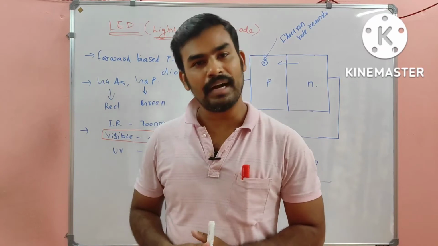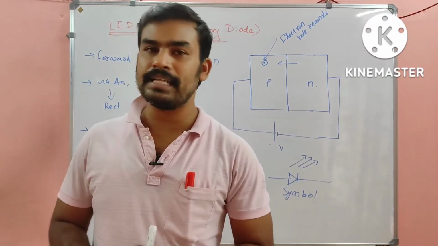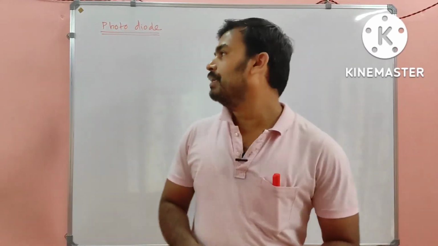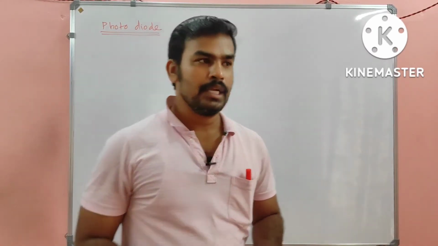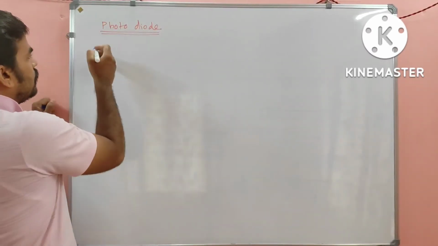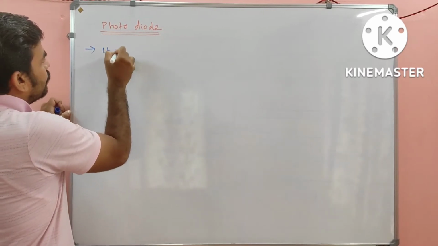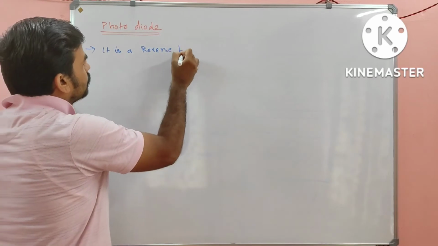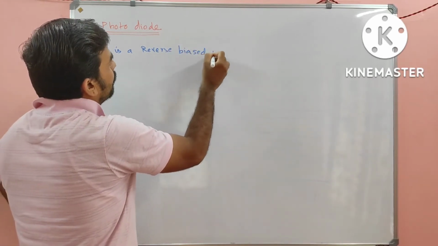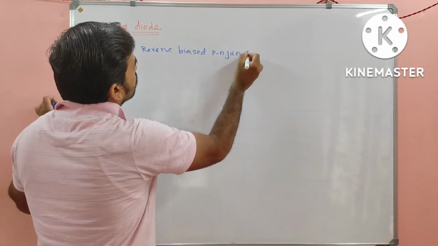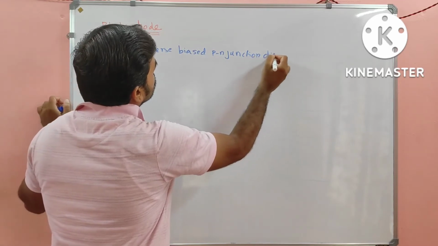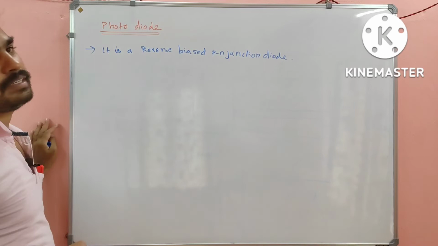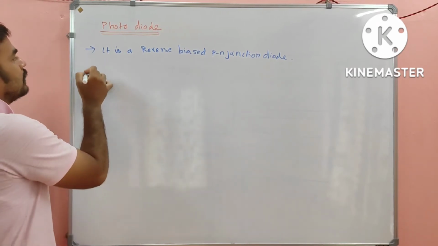So let's move on to another optoelectronic device, that is nothing but the photodiode. Now you have to see what is meant by a photodiode. The important thing you have to note: it is a reverse biased PN junction diode. That's all. That is the very important point, as the examiner will ask these types of questions.